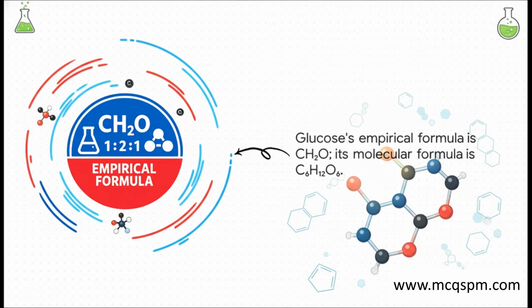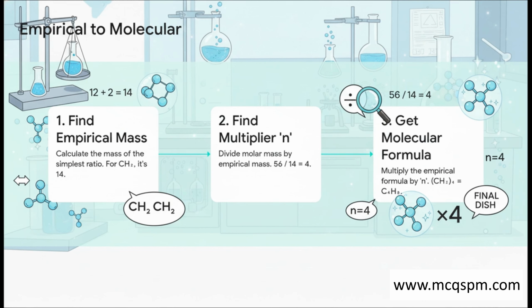And glucose is the perfect example. You'll see it all the time. Its simplest ratio, the empirical formula, is CH2O. That's a 1:2 ratio. But the actual molecule, the final dish, is C6H12O6. You can see if you just divide everything in the molecular formula by 6, you get right back to that simple CH2O recipe.